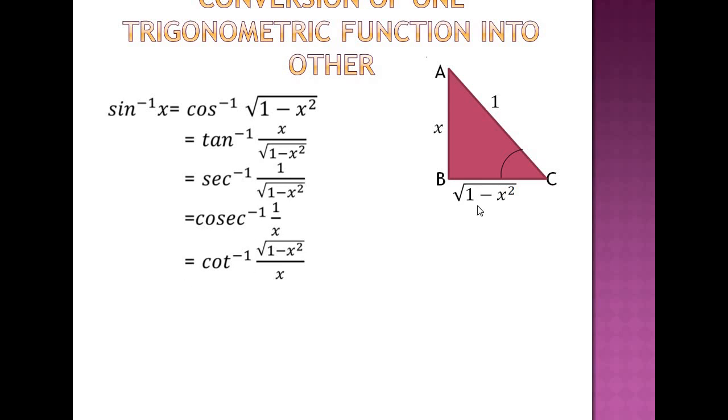And for cot inverse, sine inverse of x is cot inverse of under root 1 minus x square by x. So this becomes very handy when you solve problems by the triangle method. It becomes very easy for you to convert one particular inverse trigonometric function into another.